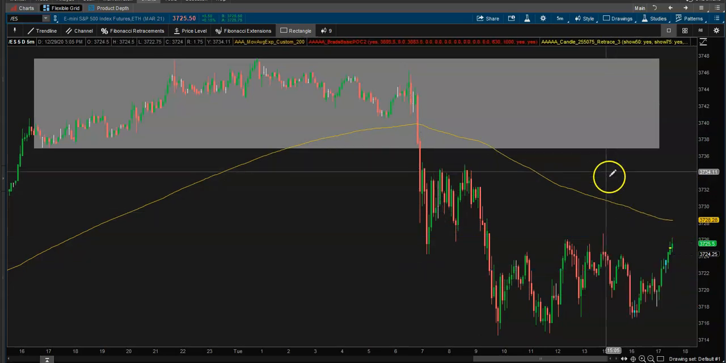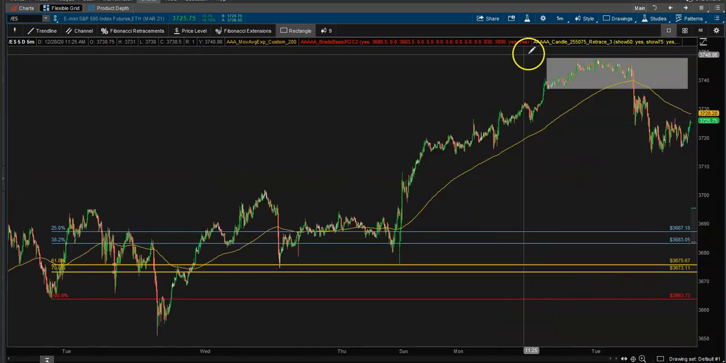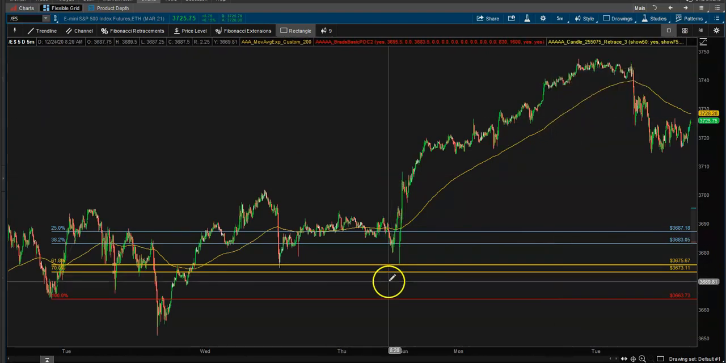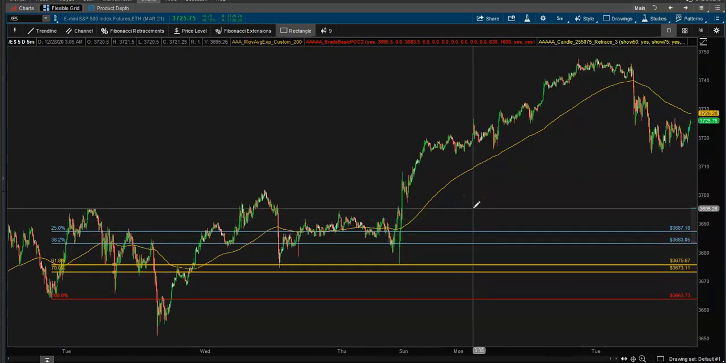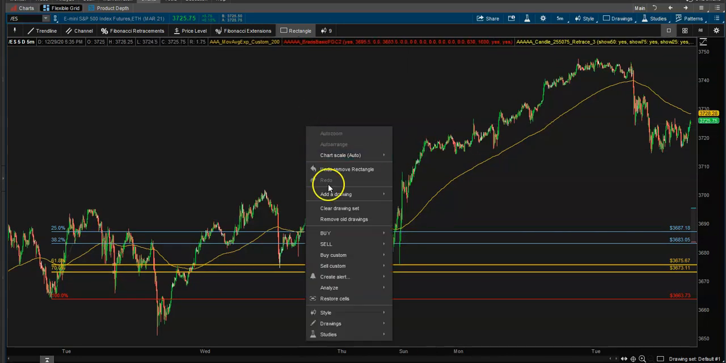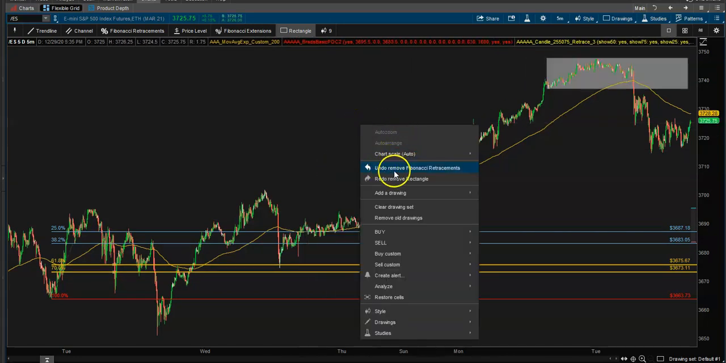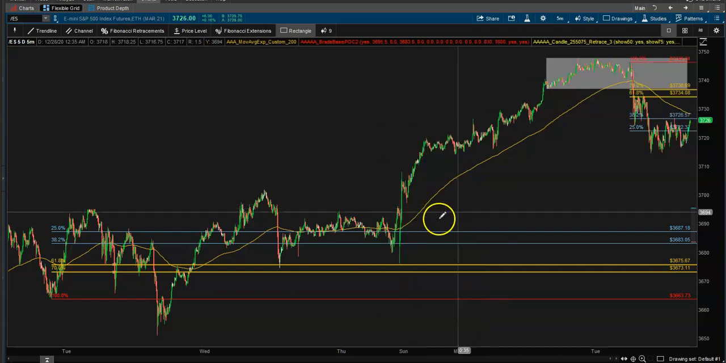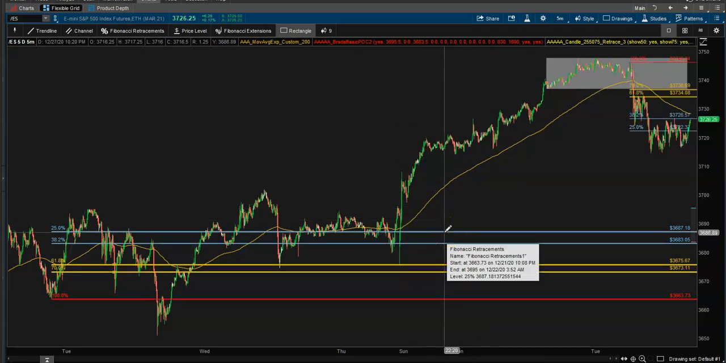I'll make a few more of these videos in the future so you guys can keep seeing them over and over and how they work. But I hope that helps you guys see Fibonacci's in a new way of how to look for targets and also where to enter on the pullback.